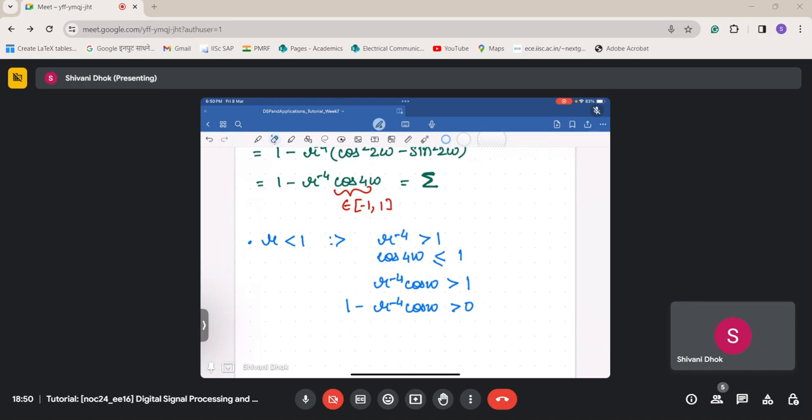Yeah. Here cos 4 omega. No. Cos of 4 omega can be less than or equal to 1 only. Okay, I'll get back to this question in the next tutorial.